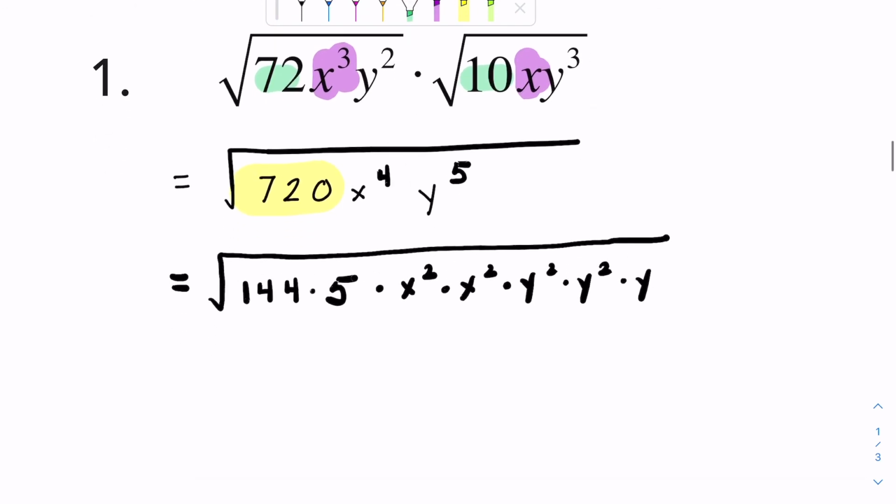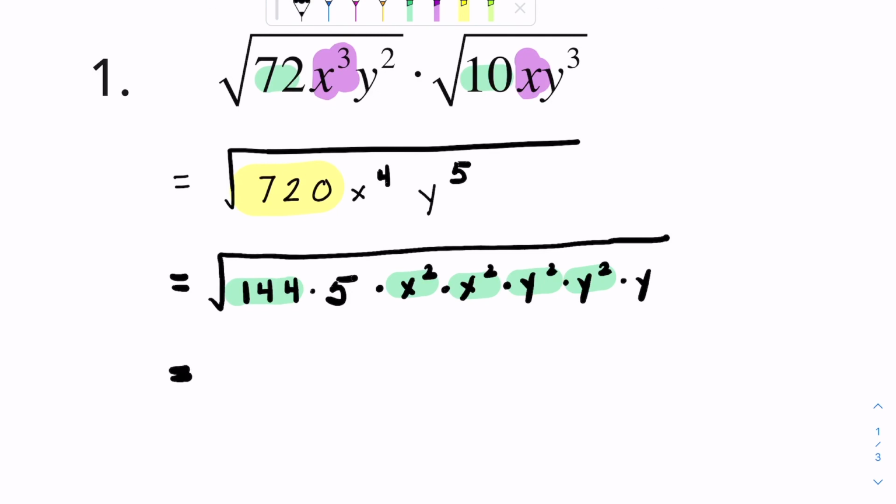Now I'm going to highlight everything that we can simplify. We know the square root of 144. We know we have the square root of x squared again. We can find the square root of y squared again. And then the remaining two factors, 5 and y, will remain underneath the square root symbol.